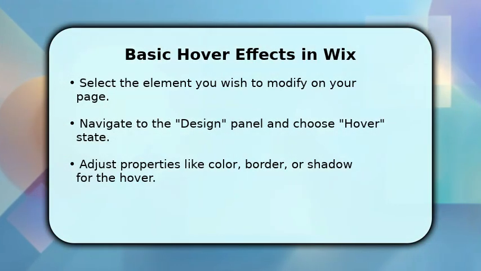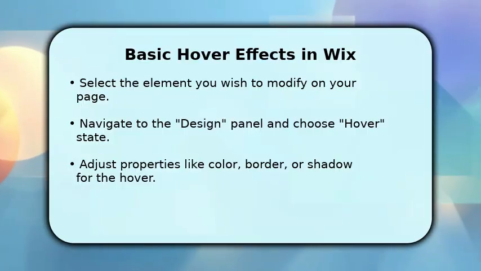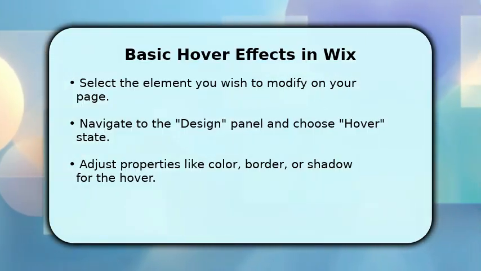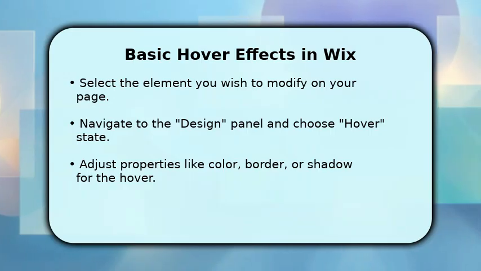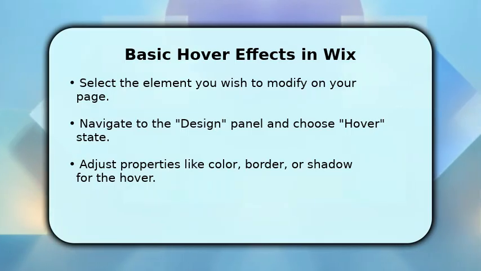To add a basic hover effect, first select the element you want to modify directly on your Wix page. Then, head over to the Design panel, usually found on the left side of your editor. Within this panel, you'll find an option to switch to the hover state. Here, you can adjust properties such as the background color, border, or shadow. Remember to preview your site to see your new hover effect in action and ensure it looks exactly as you envisioned.